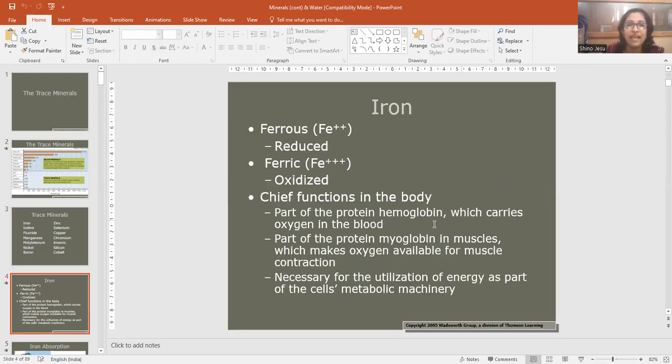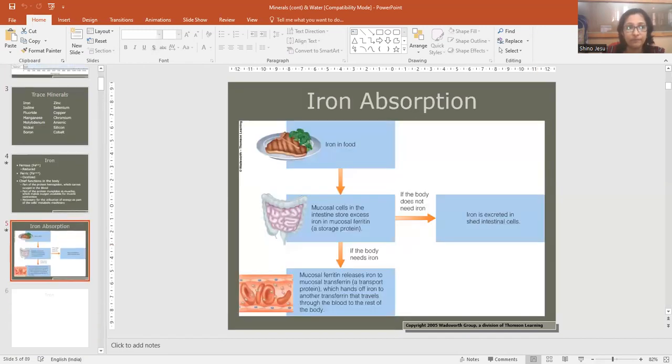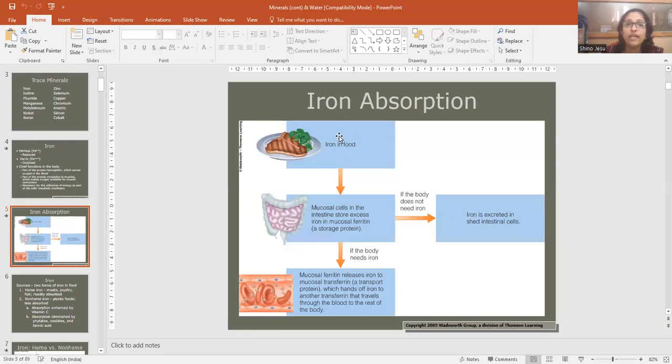So the first one is iron, which is found in the reduced or oxidized form. Its functions in the body include being a major part of hemoglobin, which carries oxygen in blood, and part of the protein myoglobin in muscle, which makes oxygen available for muscle contraction. It is also necessary for the utilization of energy as part of the cell's metabolic machinery. So, iron absorption: iron is absorbed from the food into the mucosal cells.